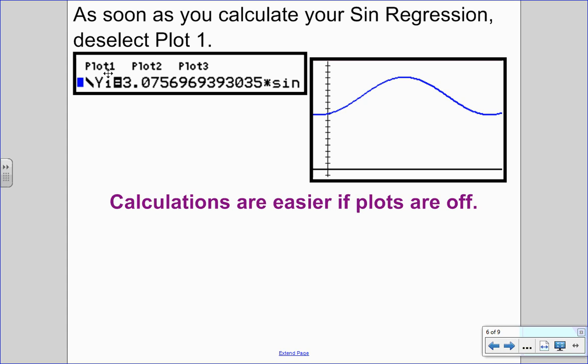Before I mention that, here's that copy paste. It has the equation in y1, and this is great because it doesn't round it. And then when I hit graph, there's my nice sine wave. As soon as I do my graph, notice I don't have the little dots anymore. It's because I turned my plots off. I deselect them, so see how they're not highlighted anymore? I do that because any calculation I do is much easier if my plots are off.